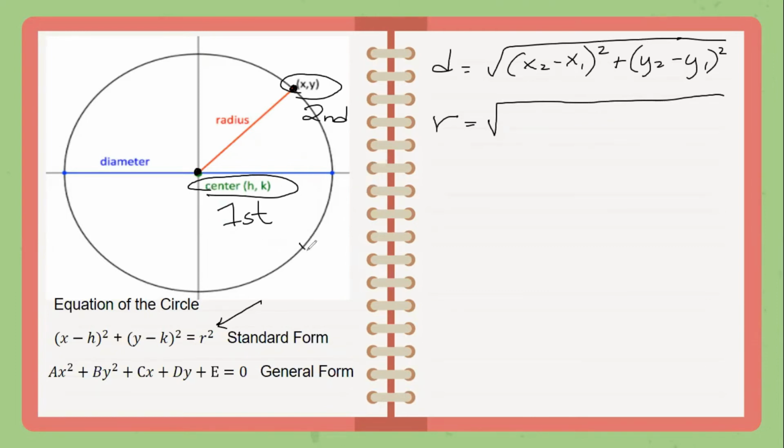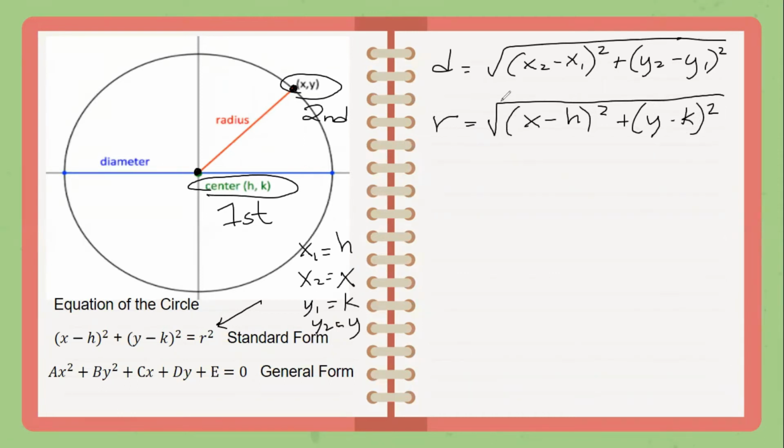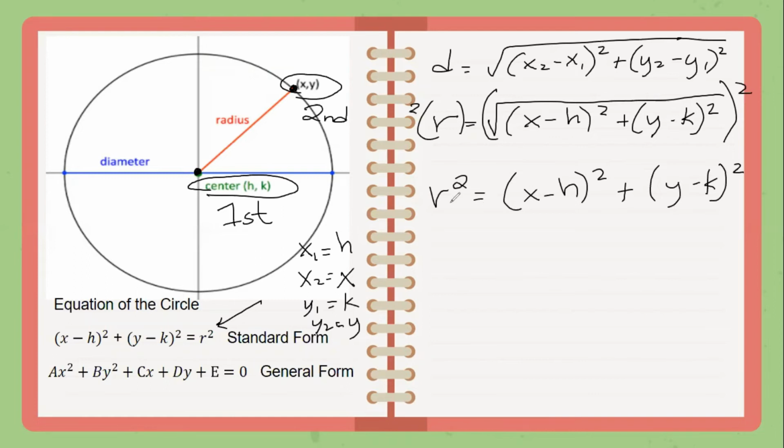For x sub 1 here, in our given illustration, we have the h. For the x sub 2, we have the x. For the y sub 1, we have the k. And for the y sub 2, we have the y. Then all you need to do is substitute. If you substitute now, the result would be x minus h squared plus y minus k squared. Then, eliminate the square root by multiplying both sides by power of 2. And the result now would be r squared equivalent to the quantity of x minus h squared plus y minus k squared. So this is now the standard form.